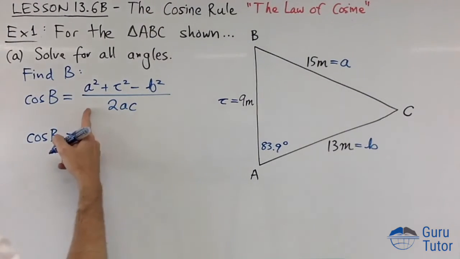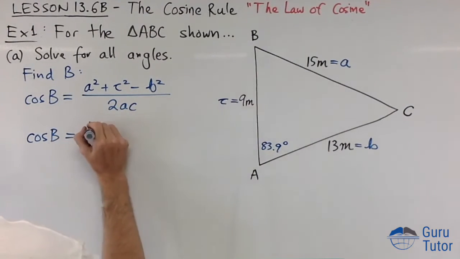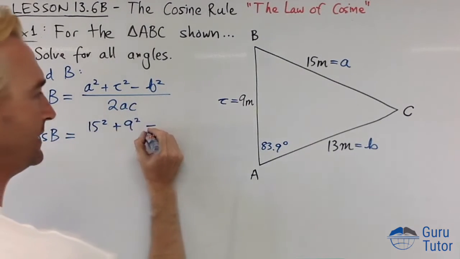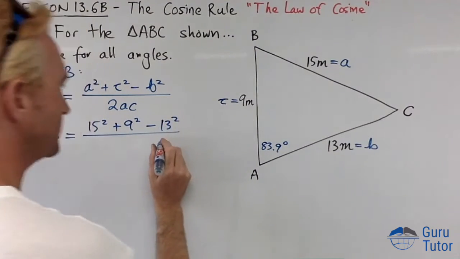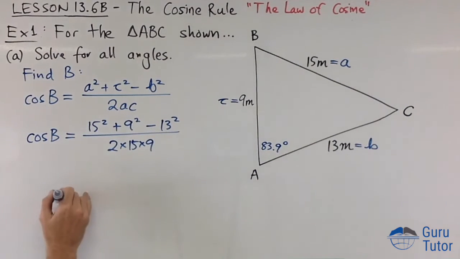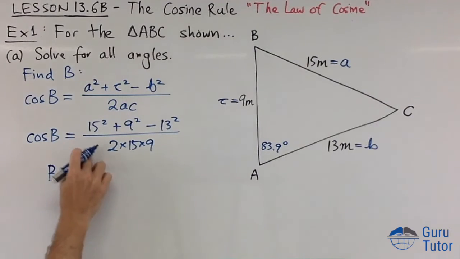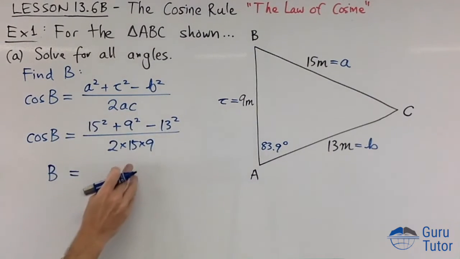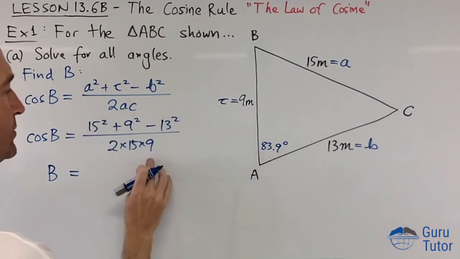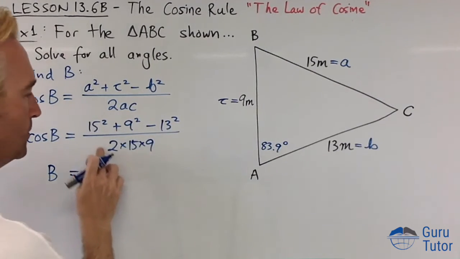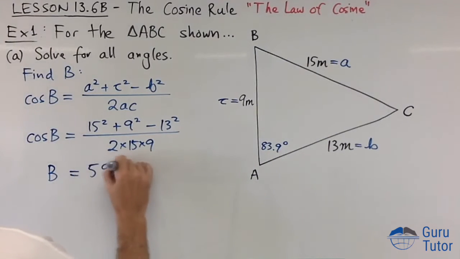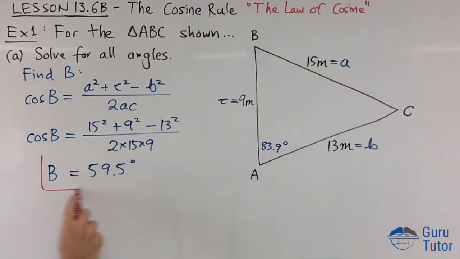It's up to you. Putting these in, a is 15, so 15 squared, plus c squared, 9 squared, minus b squared, b is 13, so 13 squared, over 2 times 15 times 9. And again, let's see if you can do this without my help. Get the decimal and then do shift cos of that. Be careful again, make sure you do the top, push equals or use brackets, and then do the bottom. Divide by each of these three numbers separately or put brackets when you do that. Then you should get angle B is 59.5 degrees. And that is angle B.